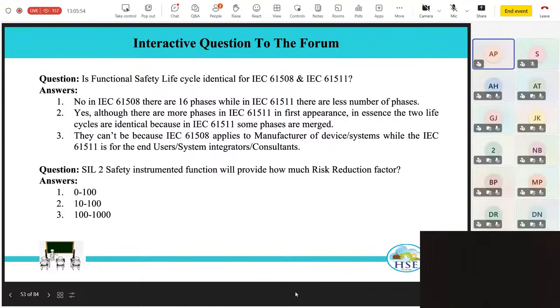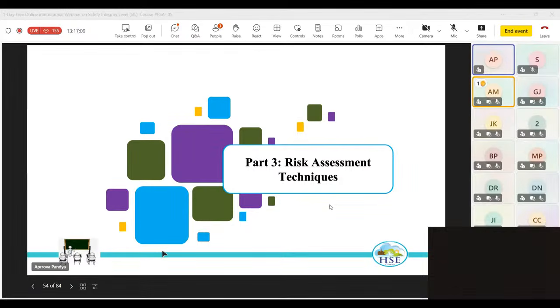Just show your thumbs. So part three is assessment technique. What did we tell you in the first lesson, the first part? We told you about risk.